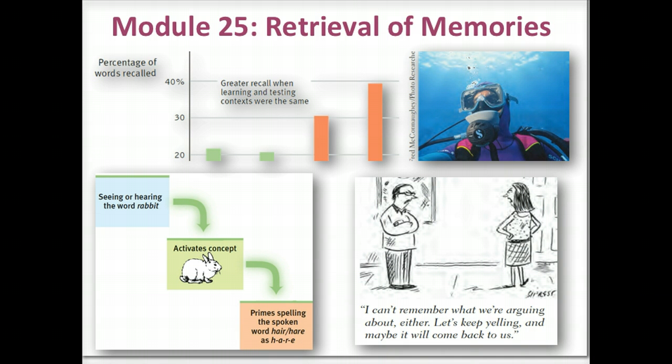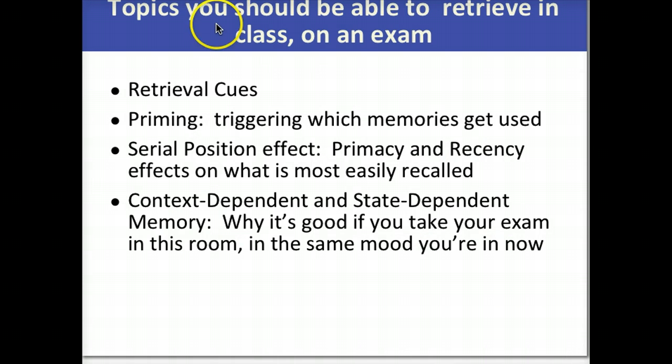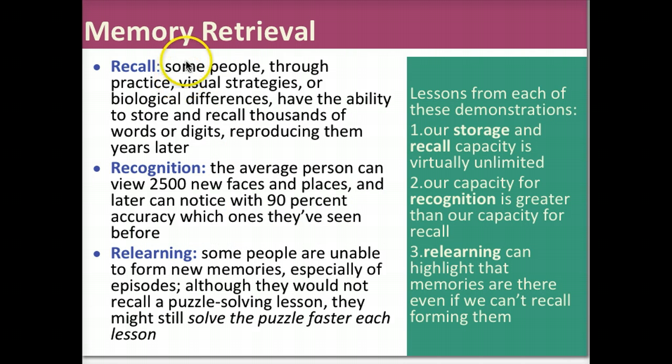So again, remembering what we're here to learn about: retrieval cues, priming, serial position effect, context dependent, and state dependent memory. You wrote this yesterday, so I'm not going to spend too much time on this. Then we dealt with recall, recognition, and relearning.